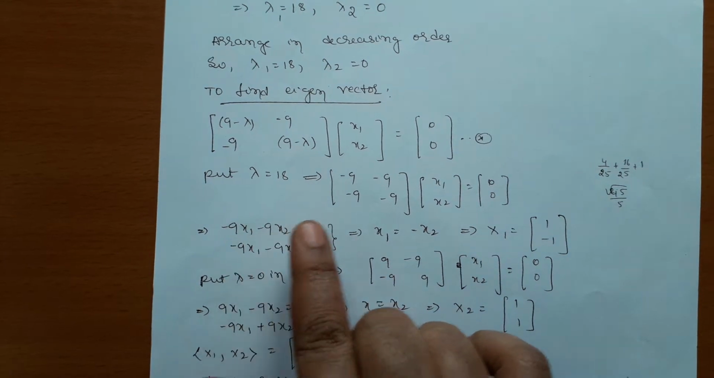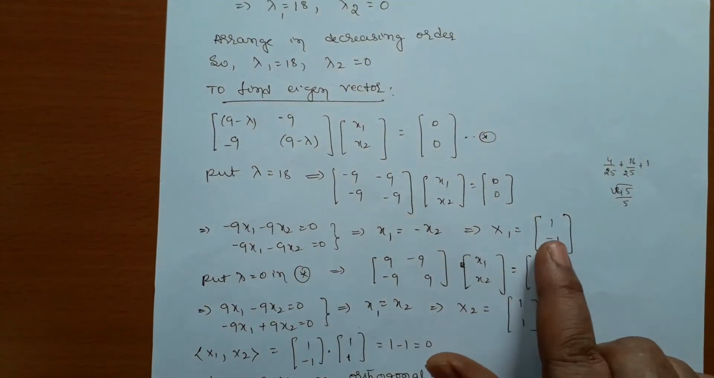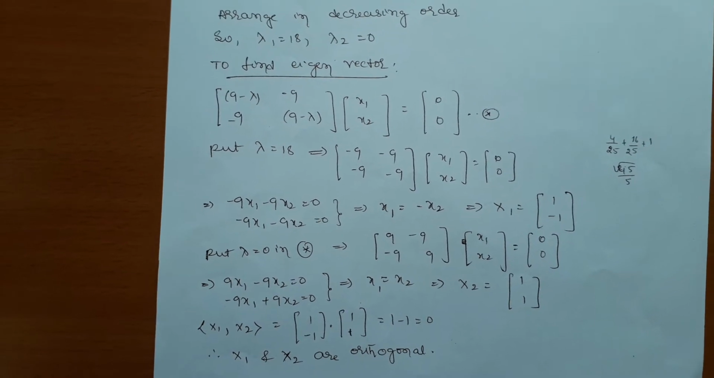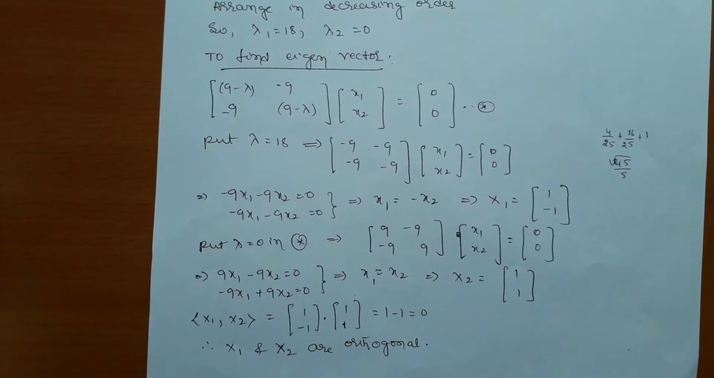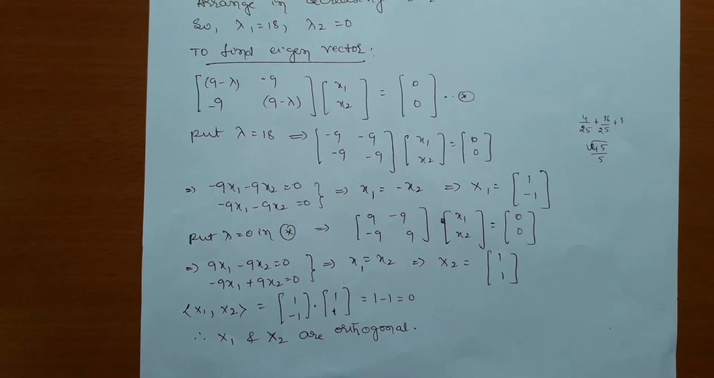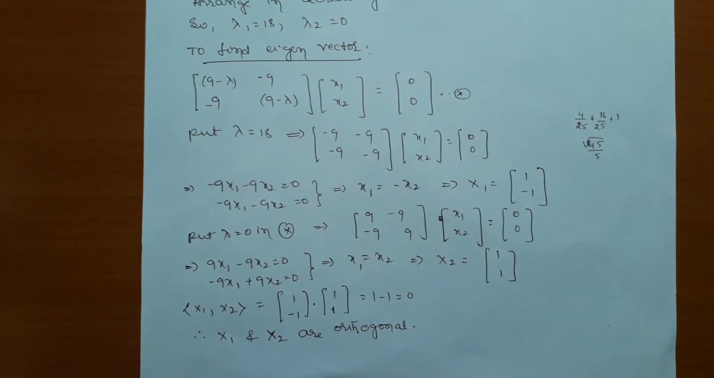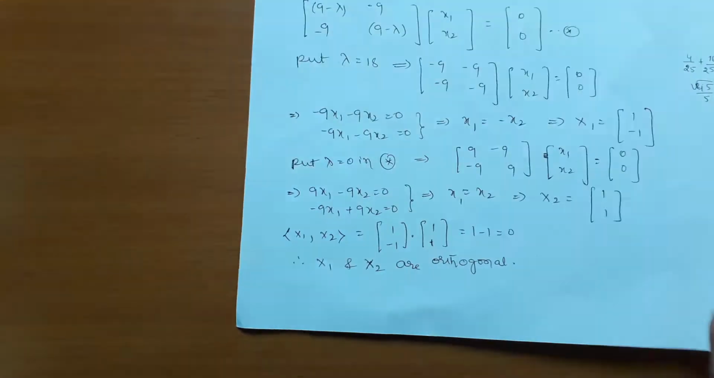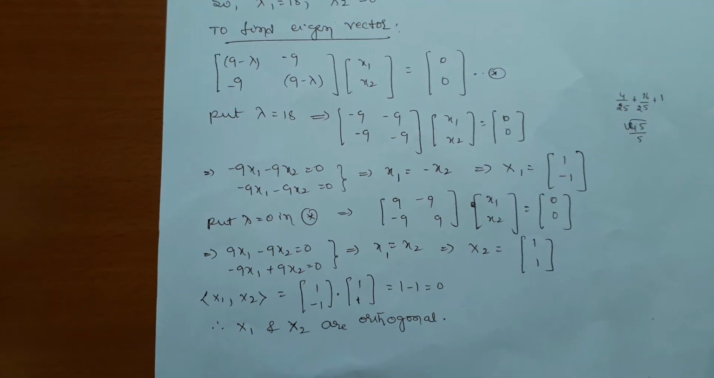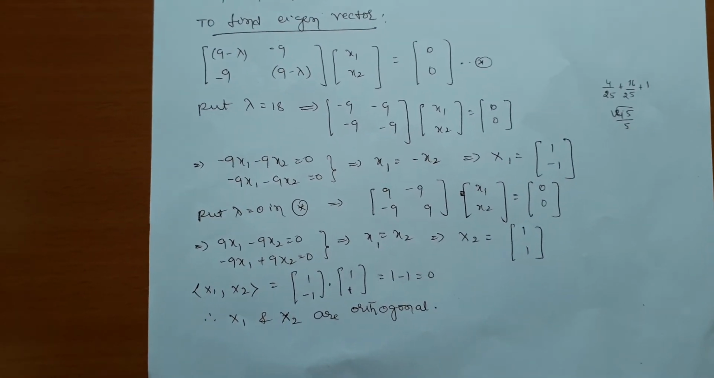Now lambda equal to 18, we get one of the eigenvectors, nothing but [1 -1]. Lambda equal to 0, we get another eigenvector, [1 1]. You take the inner product of x1 comma x2. What is the inner product of x1 comma x2? It is 0. Therefore we say that these two eigenvectors are orthogonal. Once we get eigenvectors, you verify whether these eigenvectors are orthogonal.